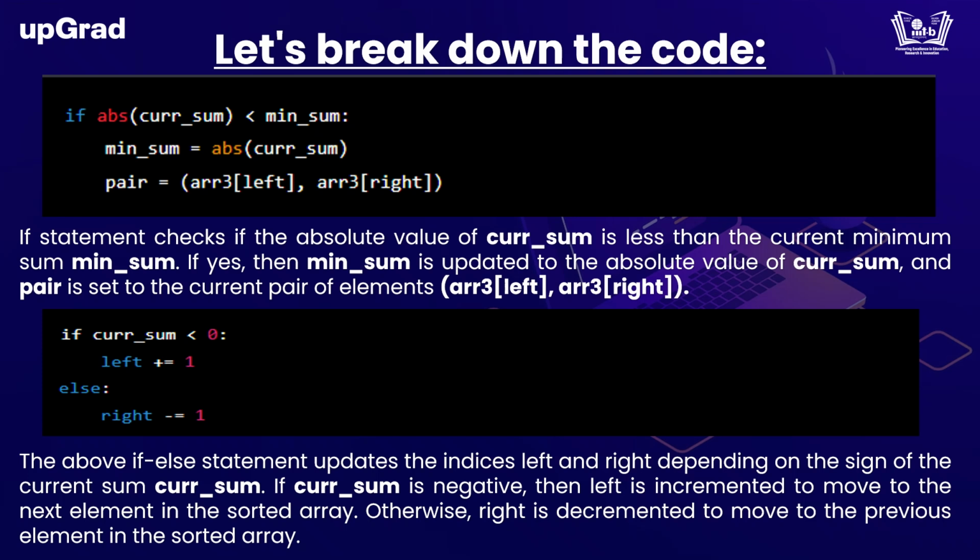We also have another if statement inside the loop, which I have mentioned in the slide also. The above if else statement updates the indices left and right depending on the sign of the current sum. If the sum is negative, then left is incremented to move to the next element in the sorted array, otherwise right is decreased, moving to the previous element in the sorted array.